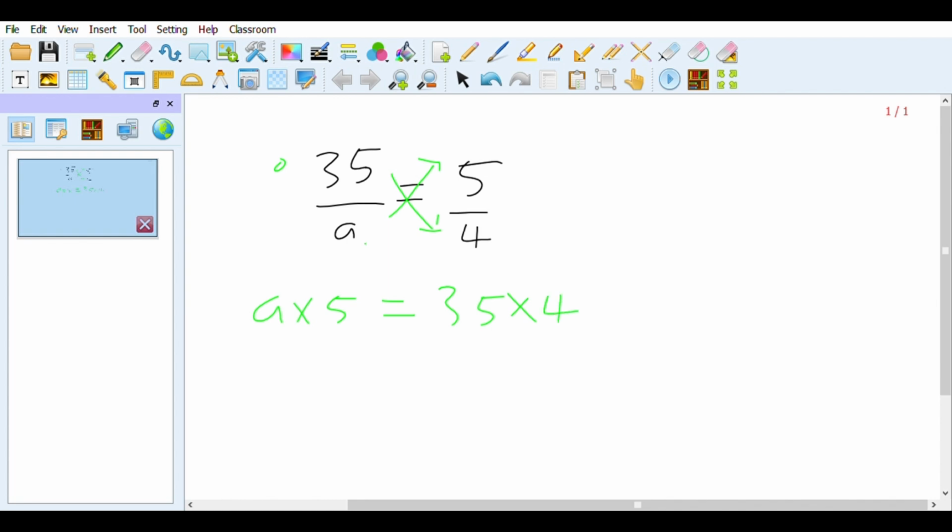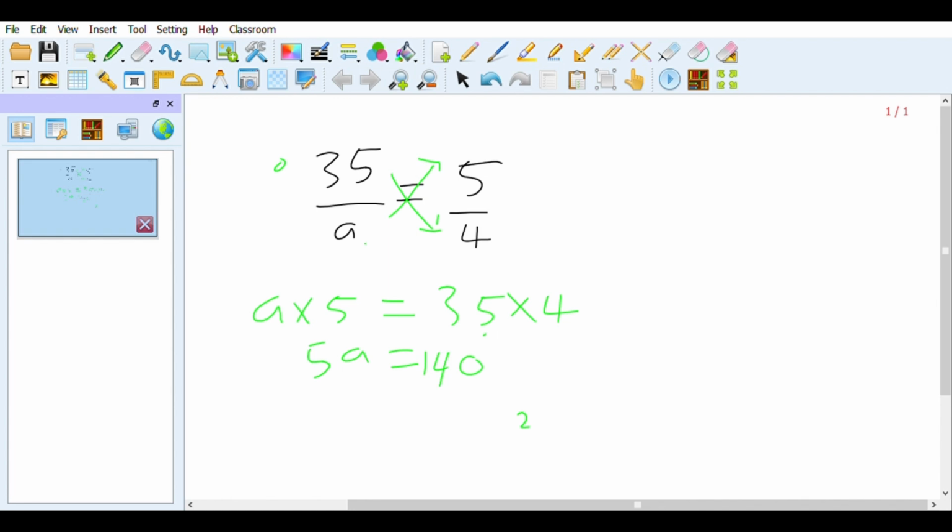Okay, so a times 5, the same thing as 5 times a, is 5a. 35 times 4: 4 times 5 is 20, carry 2. 4 times 3 is 12 plus 2 is 14.